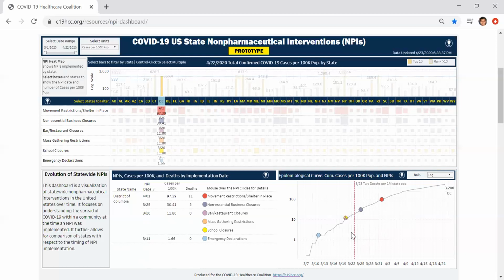This also allows us to understand what the lag time was between implementation of an NPI, such as a shelter-in-place order, and subsequent bending of the curve, which is really difficult to discern for DC, indicating that it may still be actively growing exponentially in cases.